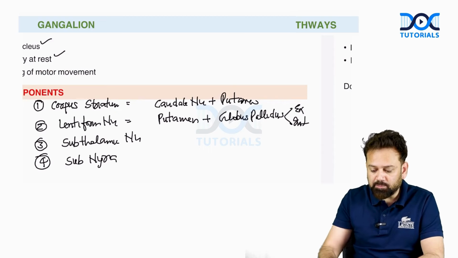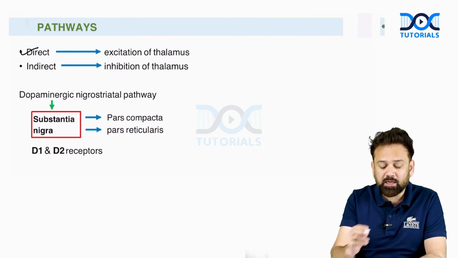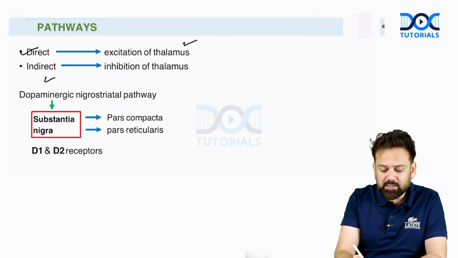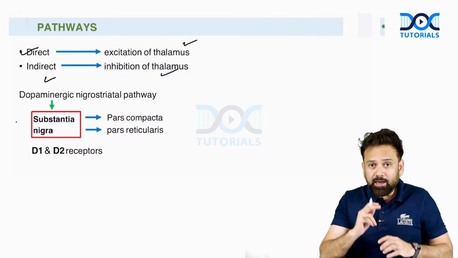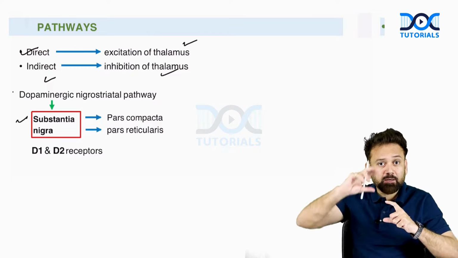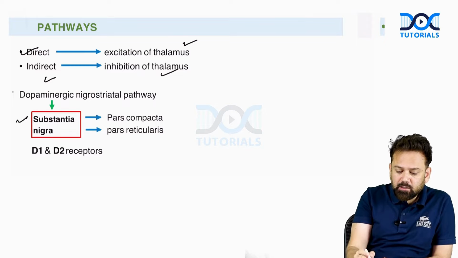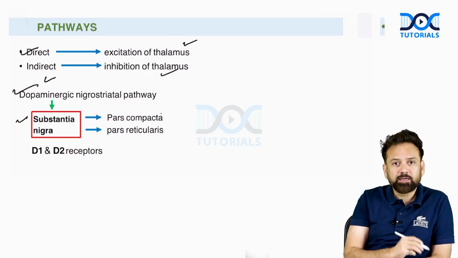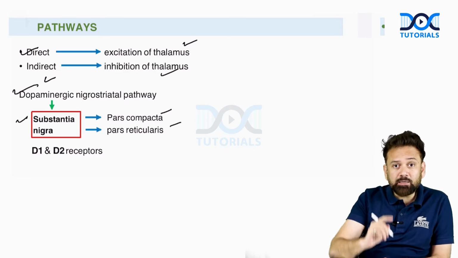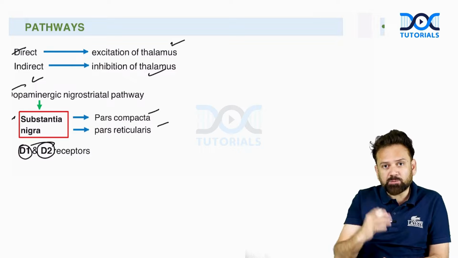So these are components of the basal ganglia. Now, pathways: there are two. The direct pathway is for excitation of the thalamus. The indirect is for inhibition of the thalamus. And the substantia nigra releases dopamine and controls both pathways. What is that called? The dopaminergic nigrostriatal pathway. It has two parts, compacta and reticularis. The direct pathway is controlled by the D1 receptor, the indirect by the D2 receptor. And if there is a lesion, it can cause Parkinson disease.